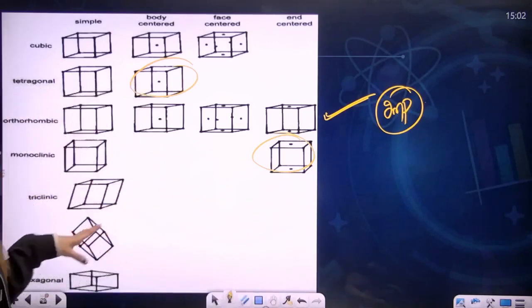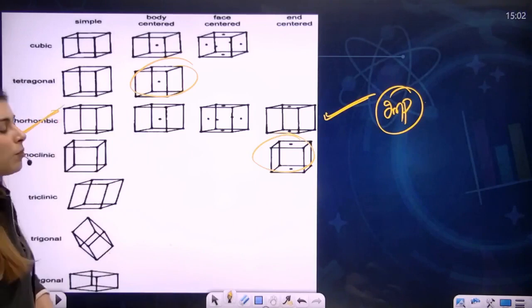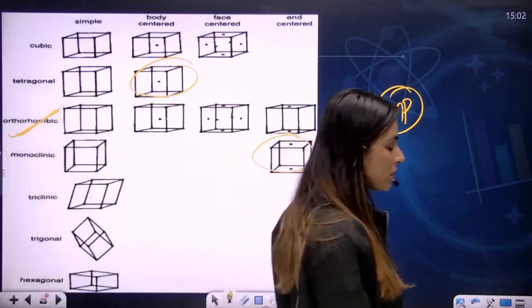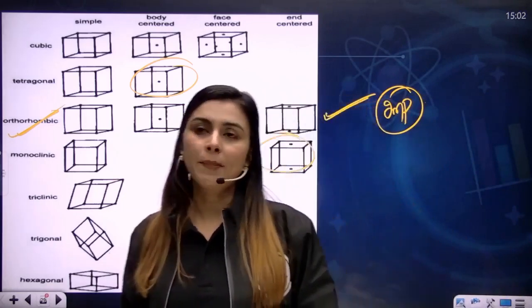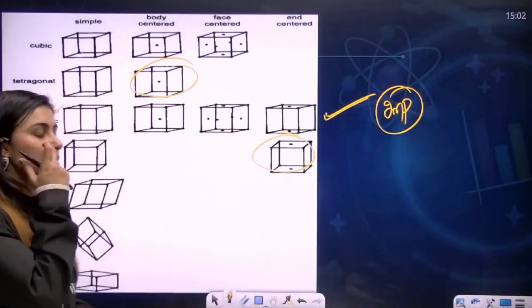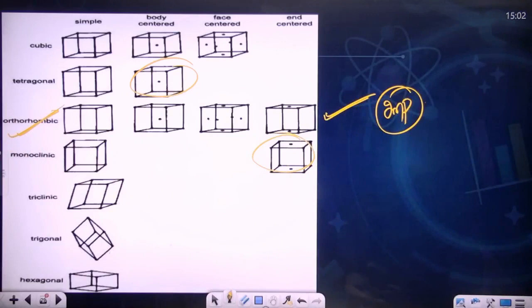Generally a question is asked, and most of the times the orthorhombic question is asked, that which is the crystal system where all the 4 types of arrangements are possible. It's orthorhombic. I hope you're clear with this. Perfect, my dear students. You can pause the video, draw the diagrams, and then we'll move forward.